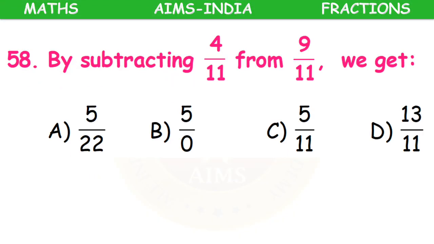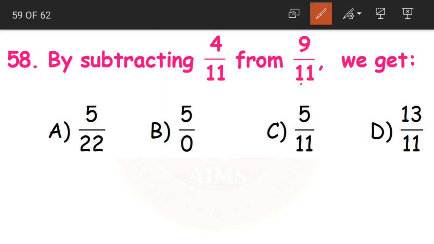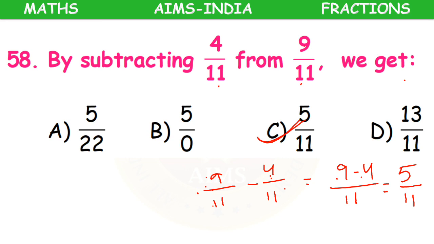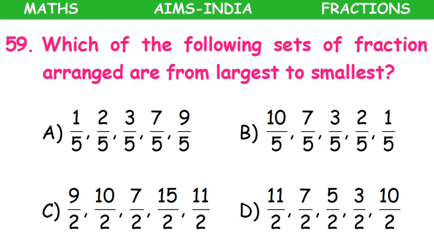Next, by subtracting 4 by 11 from 9 by 11, we get, what should we do? From 9 by 11, we need to subtract 4 by 11. That is nothing but 9 minus 4 divided by 11. That is nothing but our 5 by 11, option C. Yes, children? Next question 59.